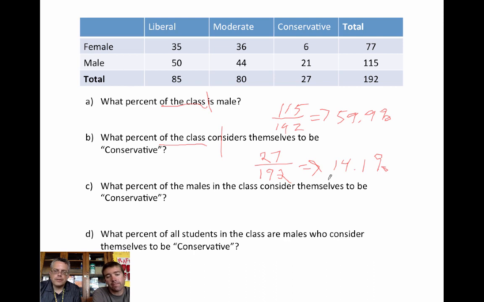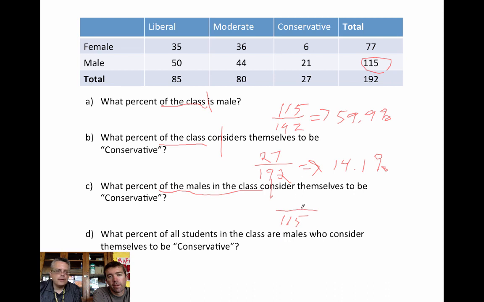Okay, so far so good. All right, now it's getting a little trickier. We want to know what percent of the males in the class consider themselves to be conservative. So here we go. This is the key. What's the total group of the males in the class? And that description ends right there. So the total this time is not the whole group, just the males. So 115 males. That is the total for this part.